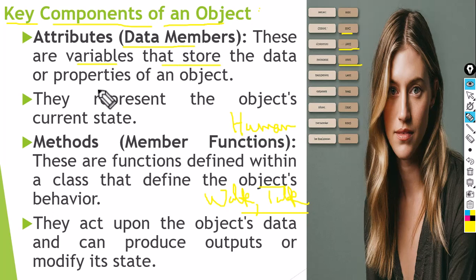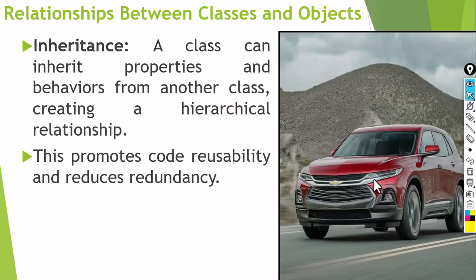Attributes are variables that store the data or properties of an object. They represent the object's current state, which means properties such as the name, the age, and other attributes related to an object. What is the object? It is you, a human being. That is the object. Methods are functions defined within a class that define the object's behavior. They act upon the object's data and can produce outputs or modify its state.